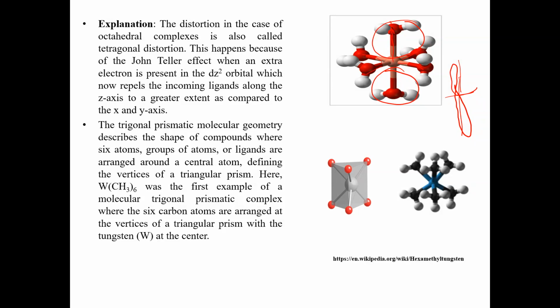The second one is, you have to identify the trigonal prismatic complex. I have discussed that this is the trigonal prismatic structure. Here you can see there are six methyl groups directly attached to the tungsten, which is the central metal atom. The six ligands are arranged around a central atom, defining the vertices of a triangular prism. This is the first example of a molecular trigonal prismatic complex where the six carbon atoms are arranged at the vertices.